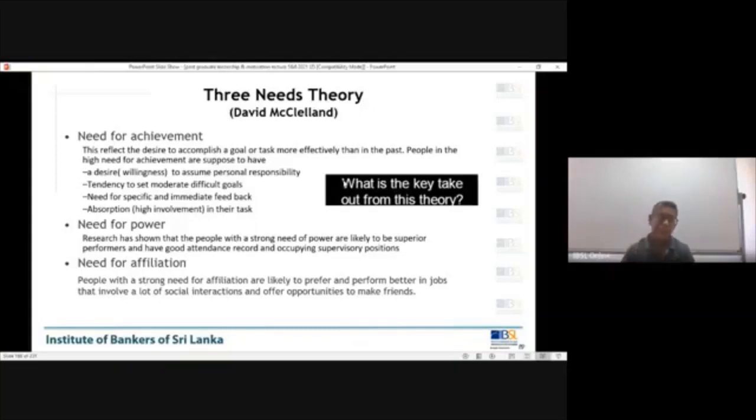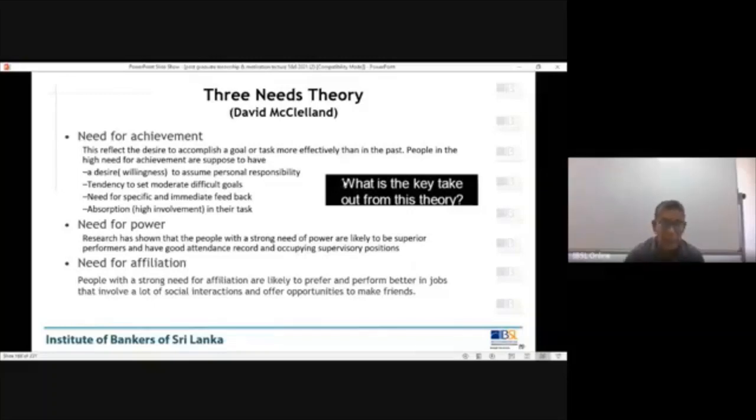What is the organization trying to do? I design the job, select the people who have certain need requirements, power, achievement, affiliation, and put them into the correct jobs, which are definitely motivated to achieve the organization's goal. So that is the key takeaway from this theory, right?